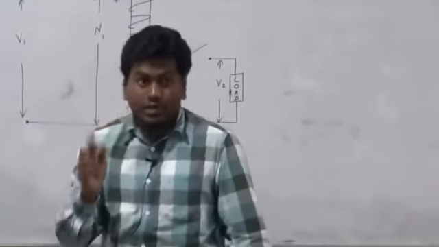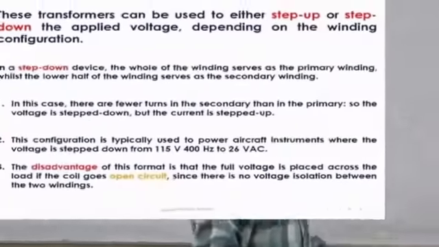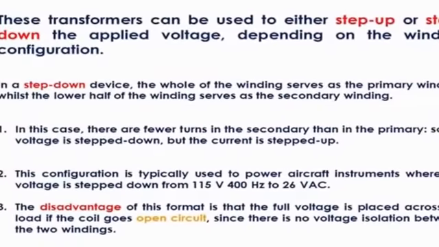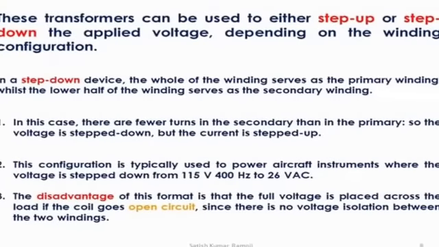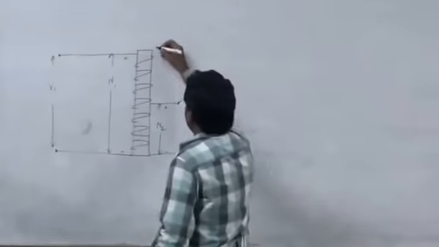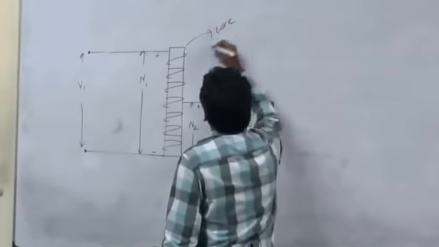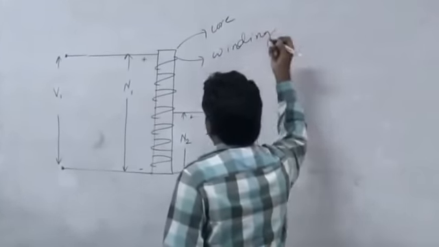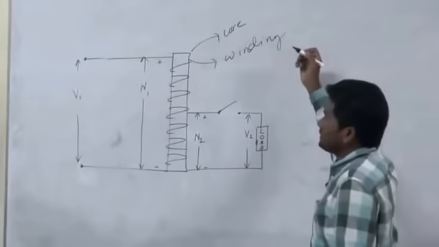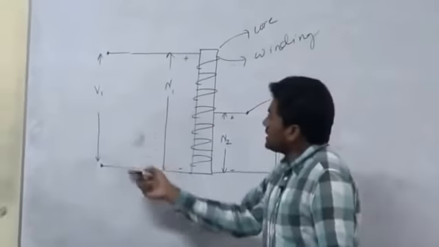Now this is called a step down auto transformer. So how can we distinguish between the step up and step down transformer? You can see here, this is a core and this one is winding, whereas this is the primary supply.